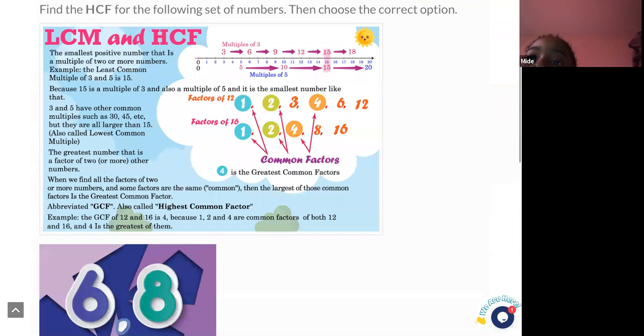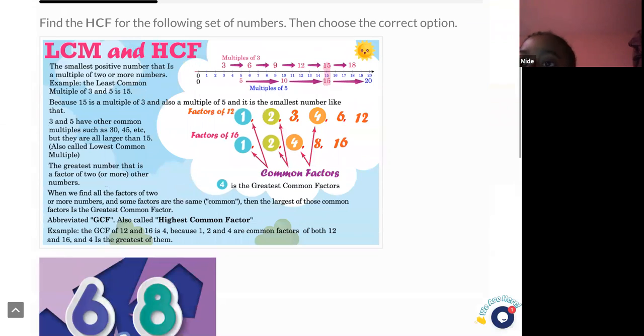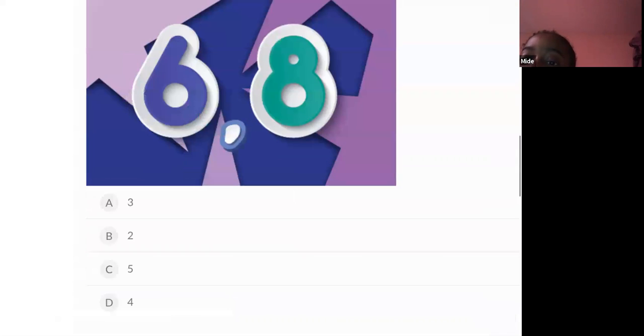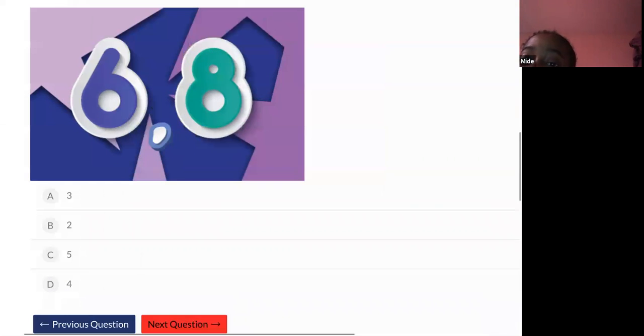Have a go at this one as well, Mide. So the next one is find the highest common factor for these two numbers. 2. And why is that going to be the highest common factor? Because 6 and 8 can be divided by 2. Yep, well done. Thank you, Mide, for that.